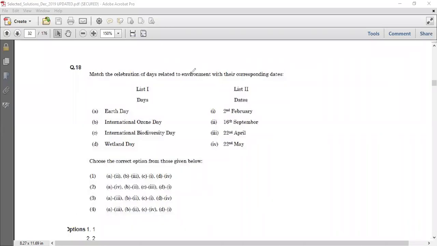Hello friends, we are back with question number 18 of December 2019. So we will discuss today question number 18.